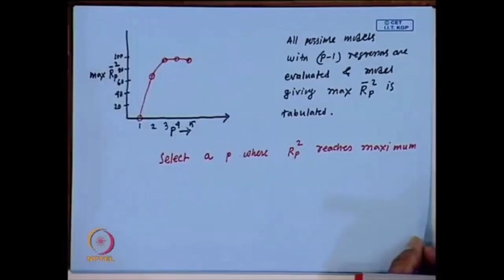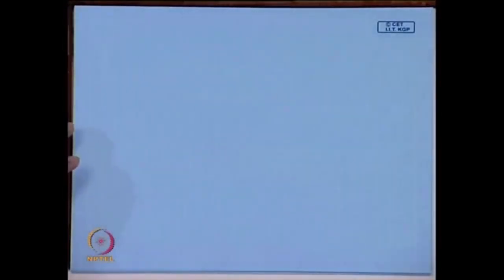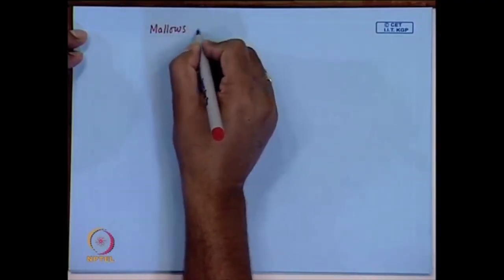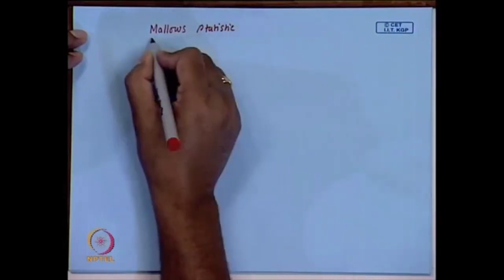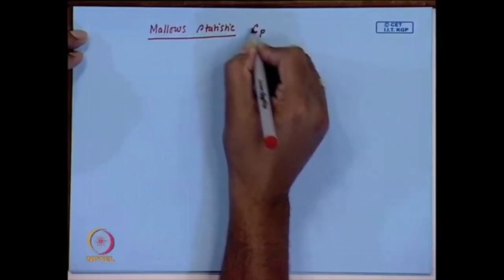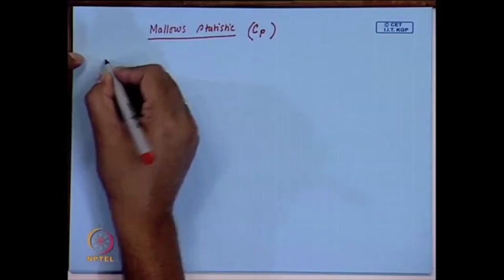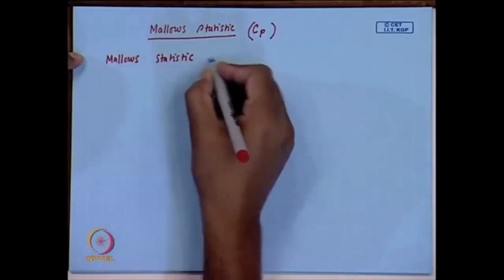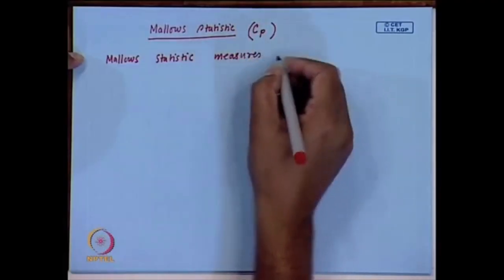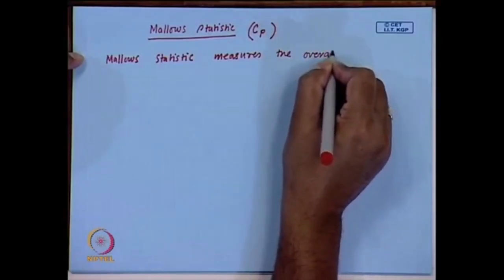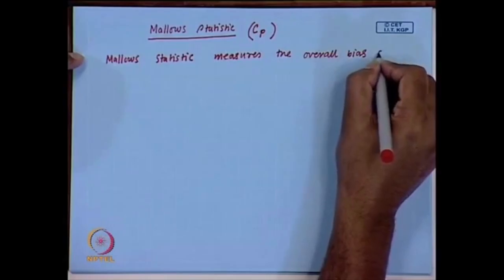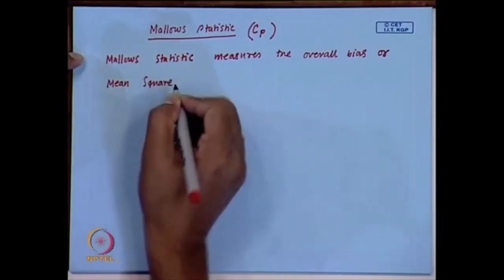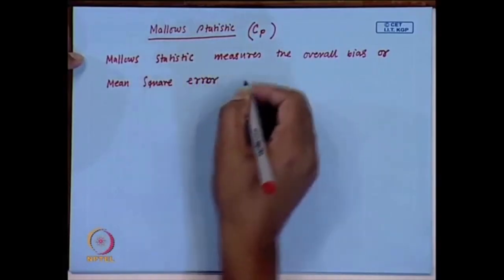Next we will be talking about one more criterion, called the Mallows statistic, denoted by Cp. This statistic measures the overall bias or mean square error in the fitted model.